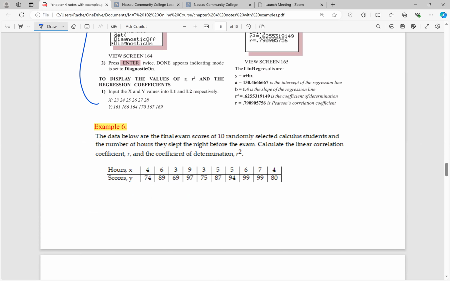So I'm going to pause so you guys have a minute to enter these two sets into the calculator. It doesn't really matter where you put these lists. Put the hours in one list and put the scores in another list. And then I'll show you how to calculate the correlation coefficient and R squared, and we'll do a scatter plot as well.